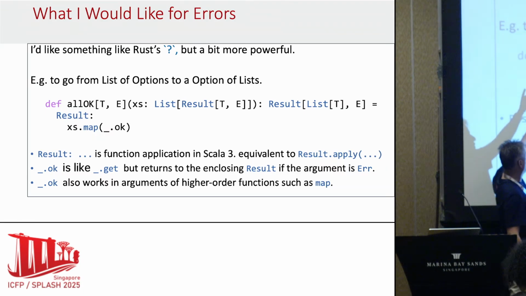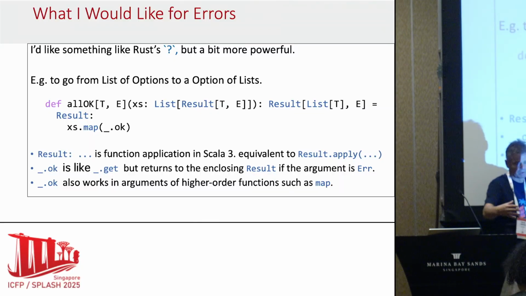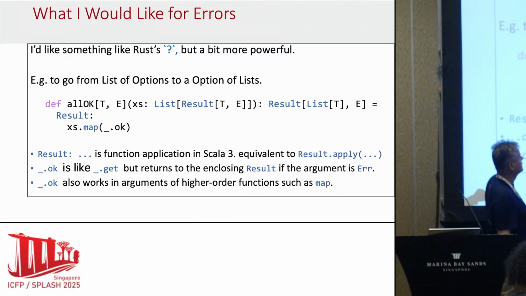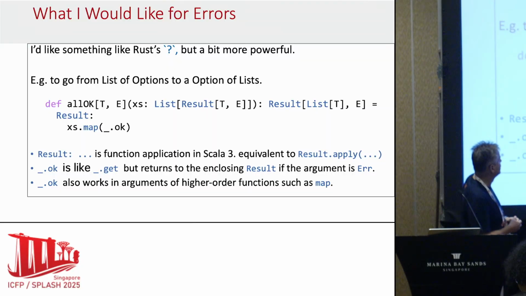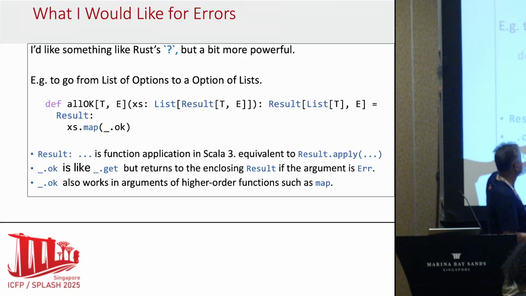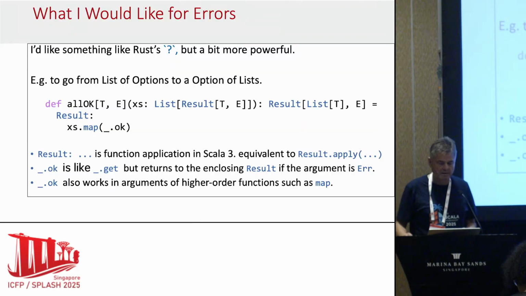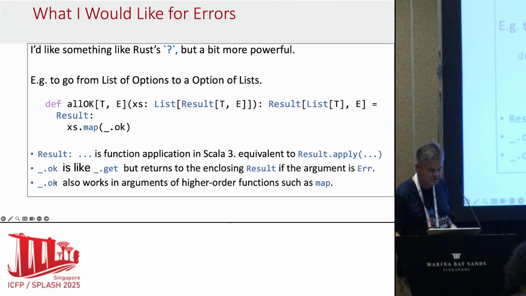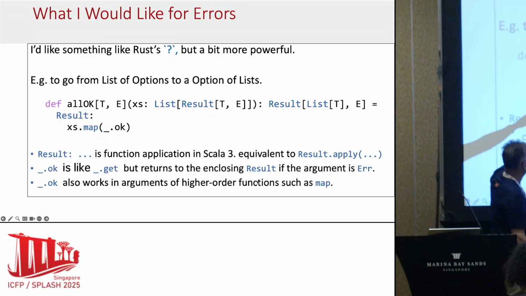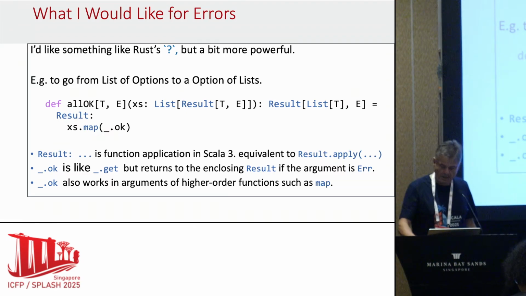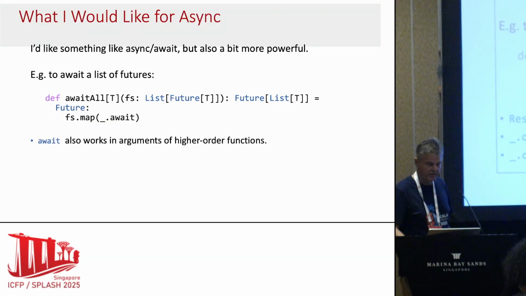So I can have a function, and I write a colon, and then I put an indented block, and that's the argument. So .OK is like .get, but .get would crash if the enclosing result is an error, whereas .OK would essentially return the error to the enclosing result. And unlike Rust's question mark, .OK also works in arguments of higher order functions such as map. So here we see that this .OK is an argument to map, which I couldn't do in Rust. Question mark wouldn't be in a legal place here.